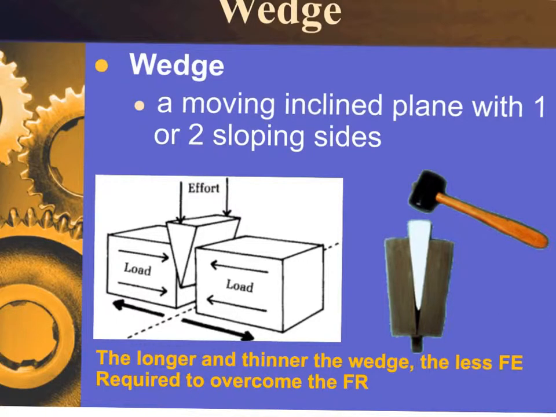A wedge is a simple machine where we have a moving inclined plane with 1 or 2 sloping sides. Now, with a wedge, the longer and thinner the wedge is, the less the effort force will be needed to overcome the resistant force. We will not be doing any calculations with wedges.